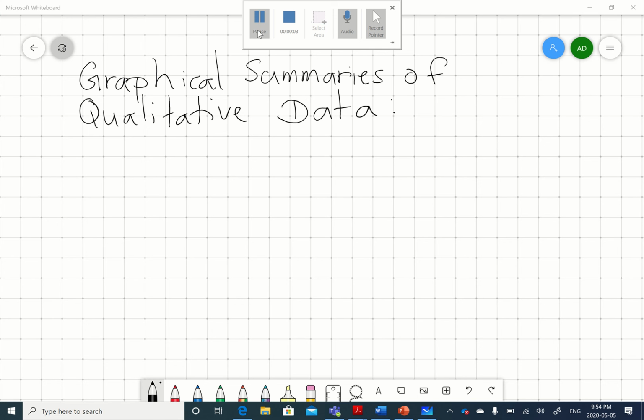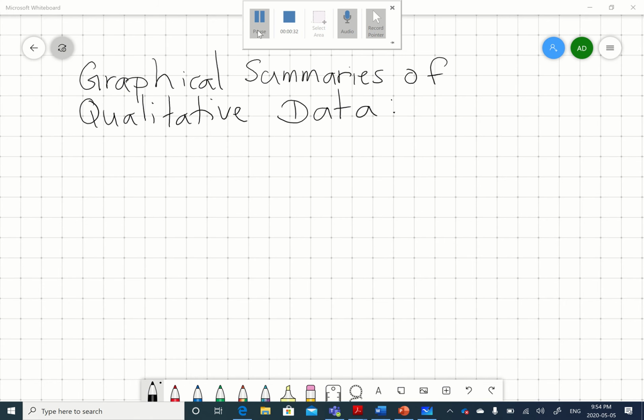So in this lesson, I'm going to address what are the graphical summaries of qualitative data. So we know qualitative data means non-numerical, right? So what you observe are not numbers. You observe some non-numerical phrases, labels, categories. So how do we summarize such a data set?